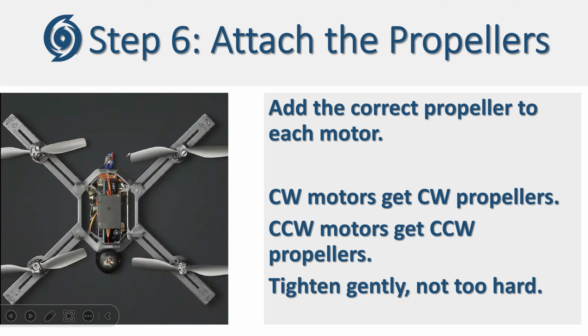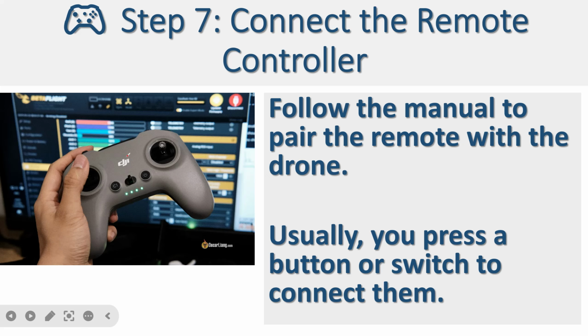Step 6, attach the propellers. Connect propellers to each motor. CW clockwise motors get clockwise propellers. CCW motors get CCW propellers. Tighten gently, not too hard.